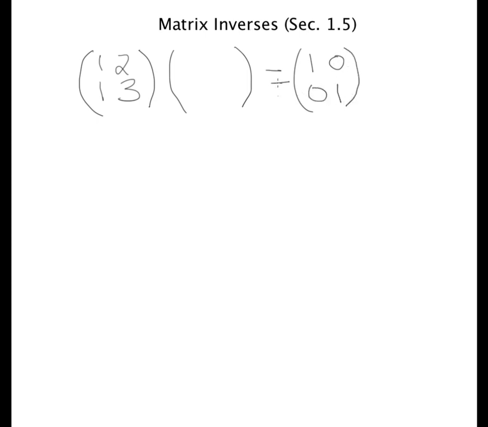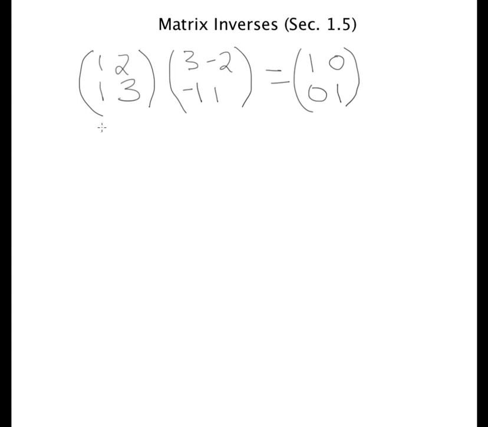All right, let's compute the inverse of this matrix, 1, 2, 1, 3. How do you find the inverse of this matrix? You're looking for another matrix such that when you multiply them, you get the identity. Well, you poke around. Here's the answer: 3, 1, minus 2, minus 1.